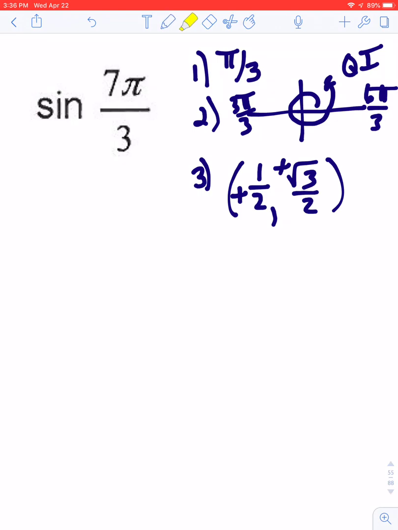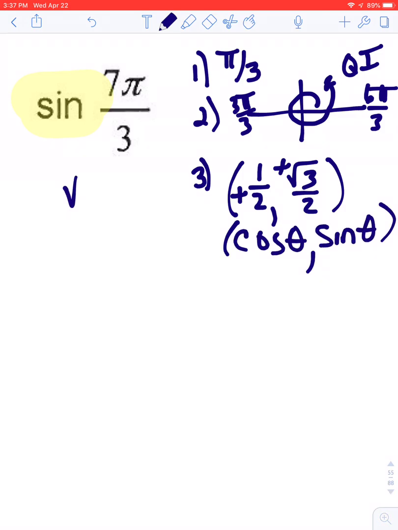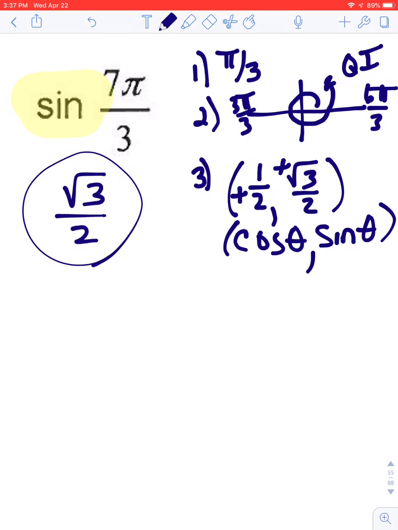Now we need to answer the question. And that's sometimes what people forget to do. So remember, once you get that ordered pair, it's not the answer. This is the cosine of 7 pi over 3 and the sine of 7 pi over 3. So the sine of 7 pi over 3 is root 3 over 2.